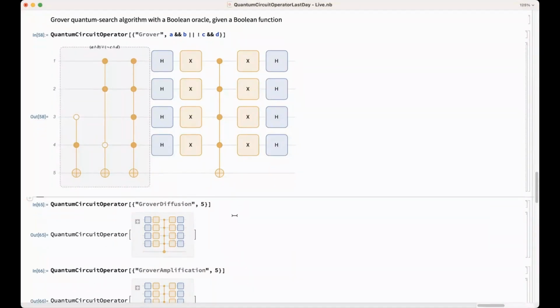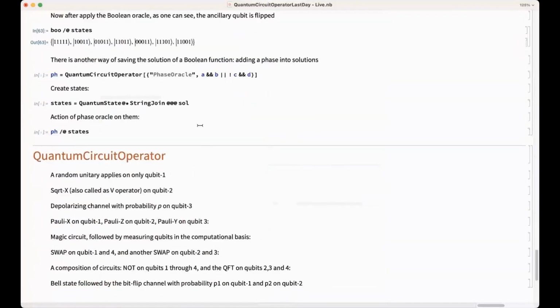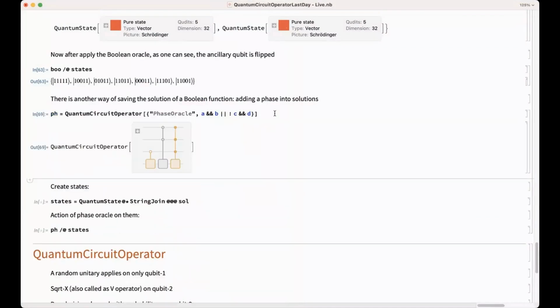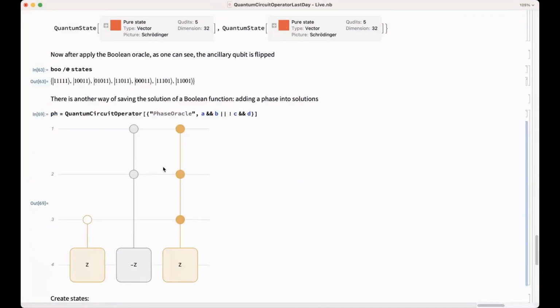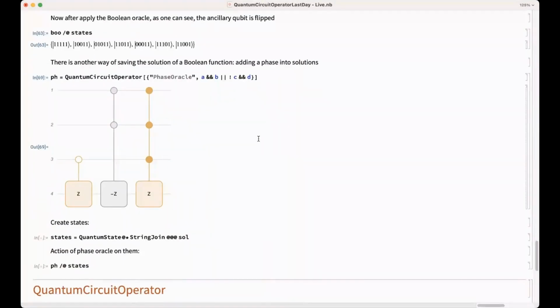One other thing, let's scroll down. Yeah, so this is one potential oracle for the Grover search algorithm. We save the solution in another, ancillary qubit. Another approach is called the phase oracle. What's happening here is that this time we are saving the solutions in an overall phase of all those qubits.